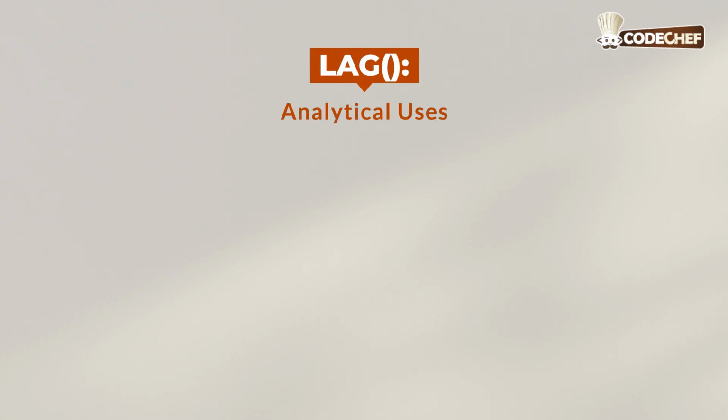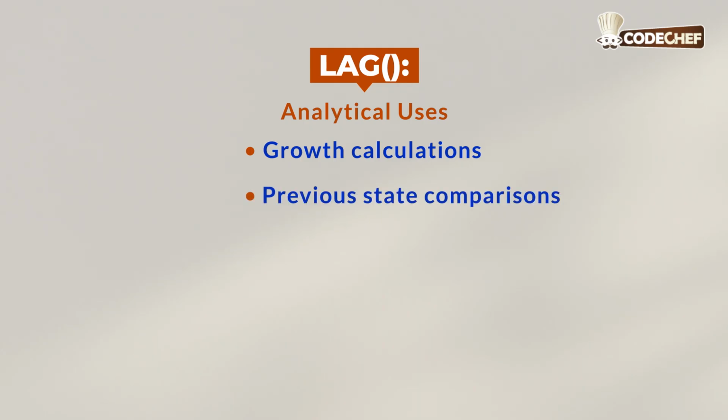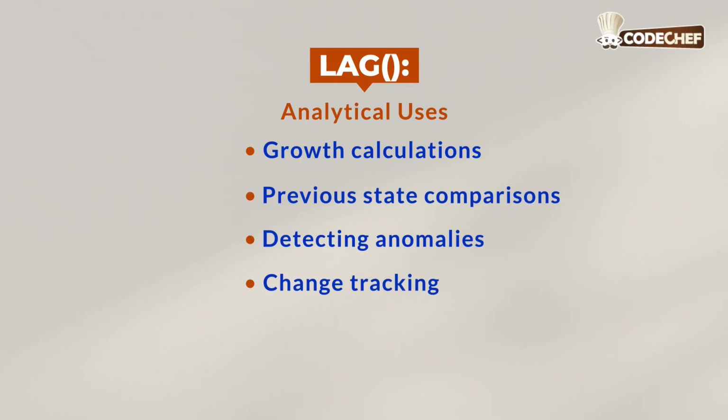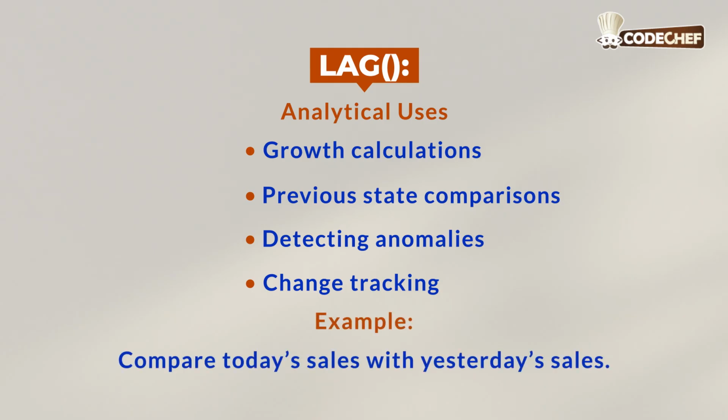Analytical uses growth calculation. So yes, we can compare the historical data with the current data. Then previous state comparisons, detecting anomalies, change tracking. For example, we can use the lag function to compare today's sales with yesterday's sales.